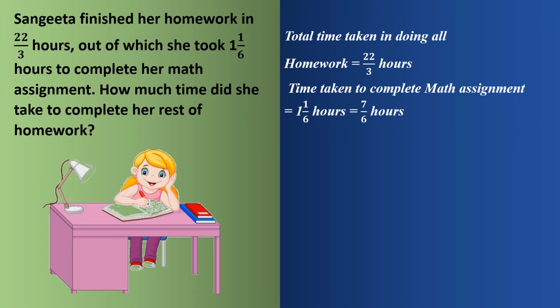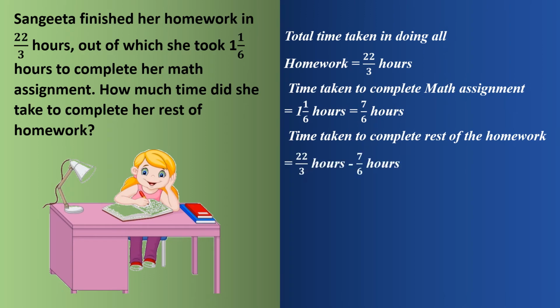Now, how much time did she take to complete the rest of her homework? So what will we do? We will subtract. Total time taken to complete the rest of the homework is 22 by 3 hours minus 7 by 6 hours. Again, the denominators are different, 3 and 6. So what is the LCM of 3 and 6? It is 6. So we will write denominator 6 and solve it. And how can we solve it? Just see, 3 2s are 6.